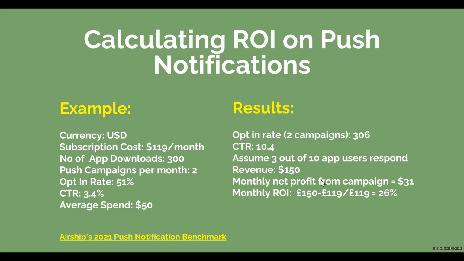And from there you can calculate the monthly net profit from the campaign is $31, which is $150 deducting your $119 cost there, which gives you a net profit of $31, and that gives you a monthly return on investment of 26% here. So we can see here it's absolutely possible to generate an ROI with just 300 downloads alone.